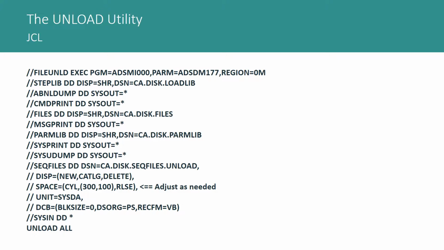The records are simply copied from the file to the output file. The output of the unload can be to a disk or a tape file. UNLOAD ALL is the typical command to have all records in the files written to the output file.